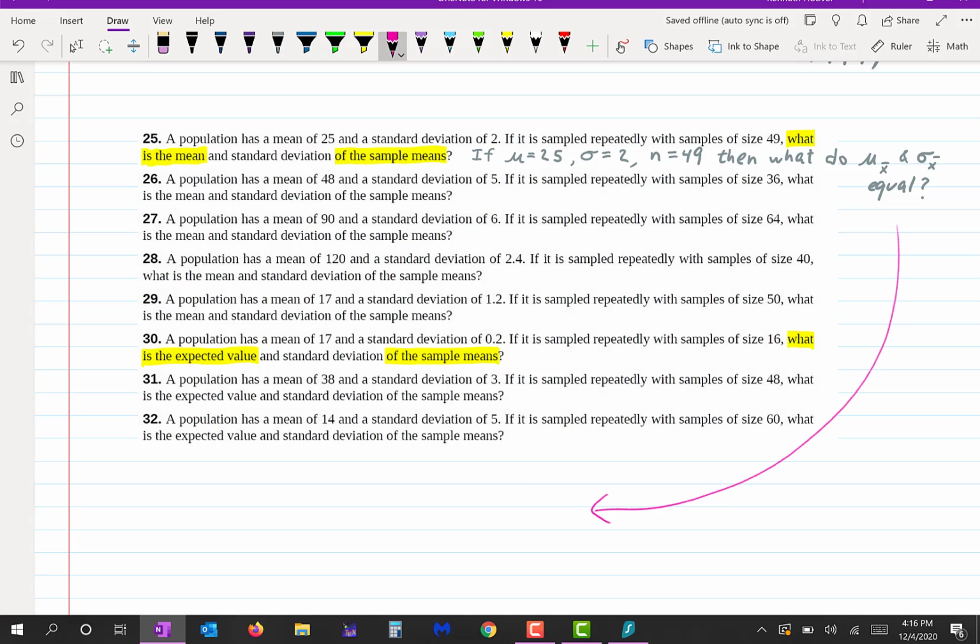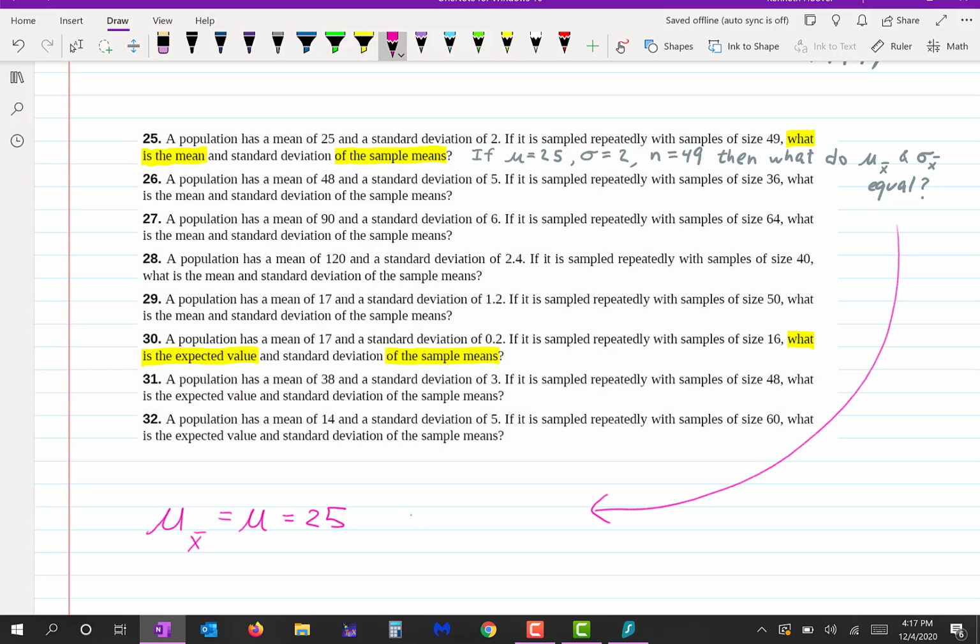So they've given us mu is 25, sigma is 2, n is 49. Okay? What is mu x bar? So that one, again, very easy. At least we write down, we expect it to be the same thing as mu. So in this case, that'd be 25.